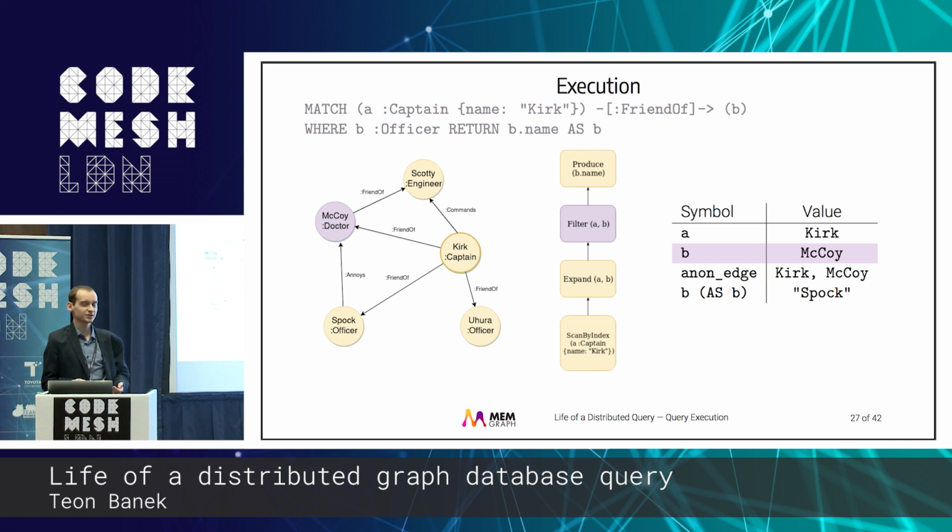What this means is that filter will not propagate the result to produce. It will just call for the next result from expand. And expand will go to Uhura and send that back to filter. And filter is satisfied with that. So it sends it to produce, which in turn streams across the master to client the result name Uhura. And the final pull is going back to scan by index because expand has traversed all of the friend of edges.